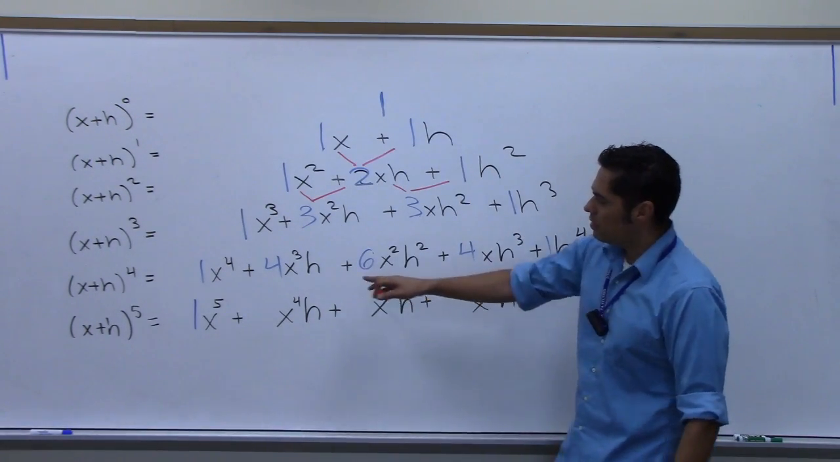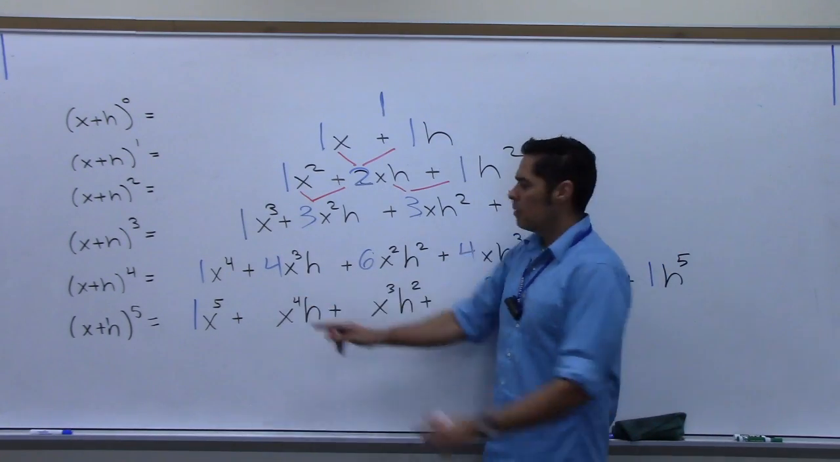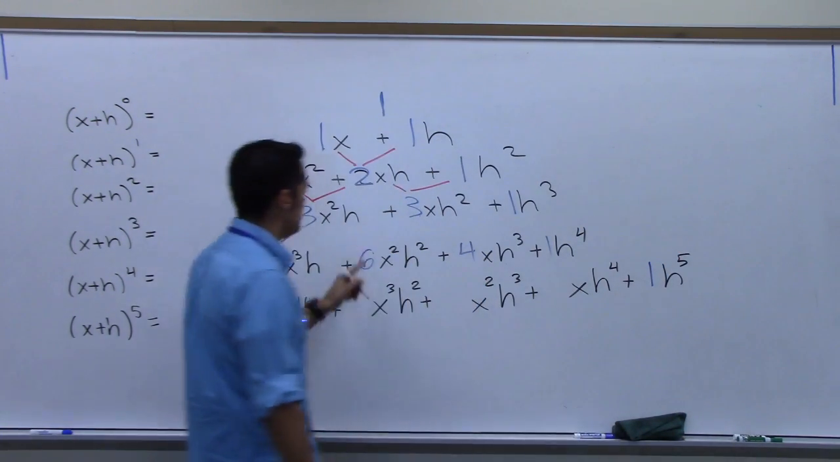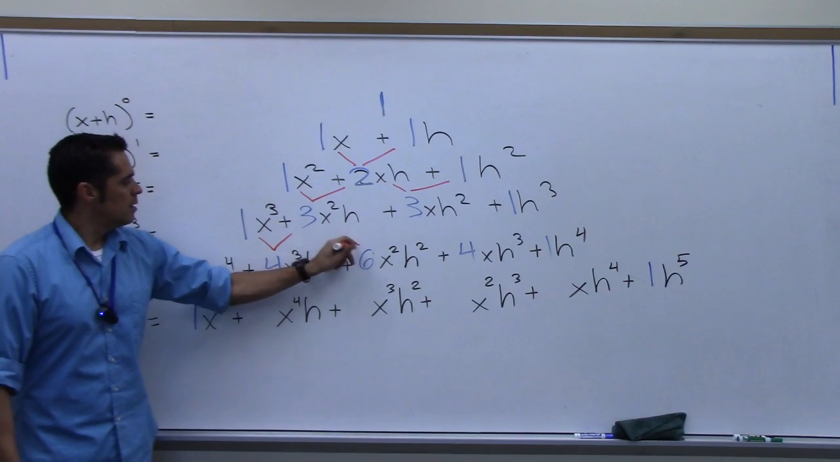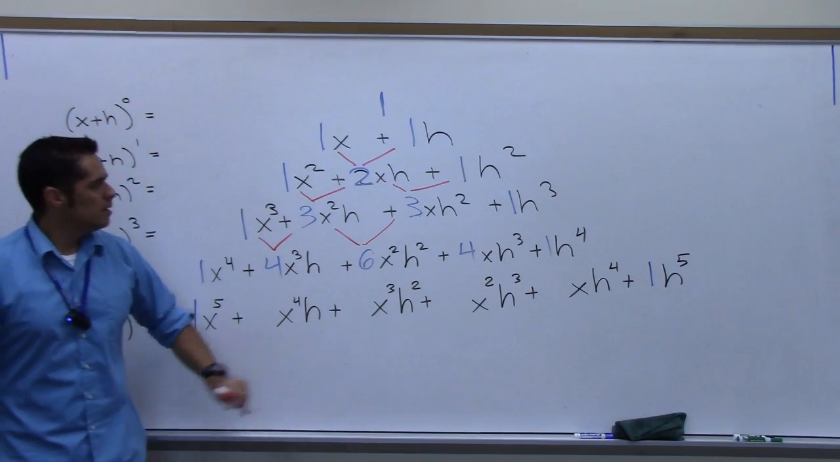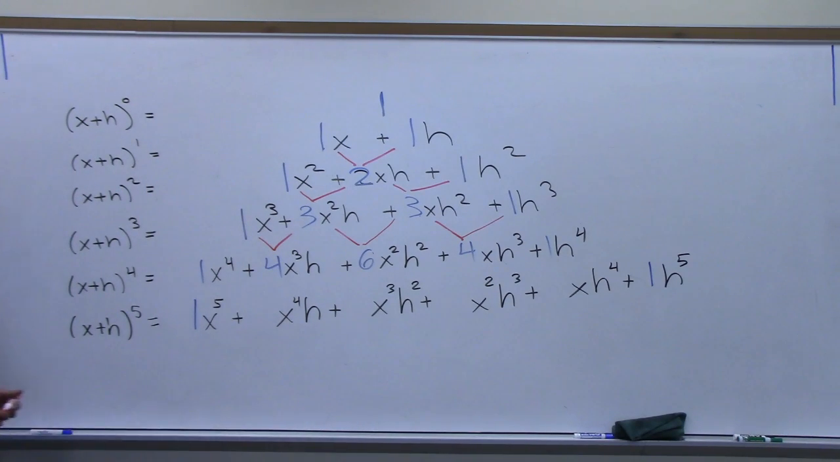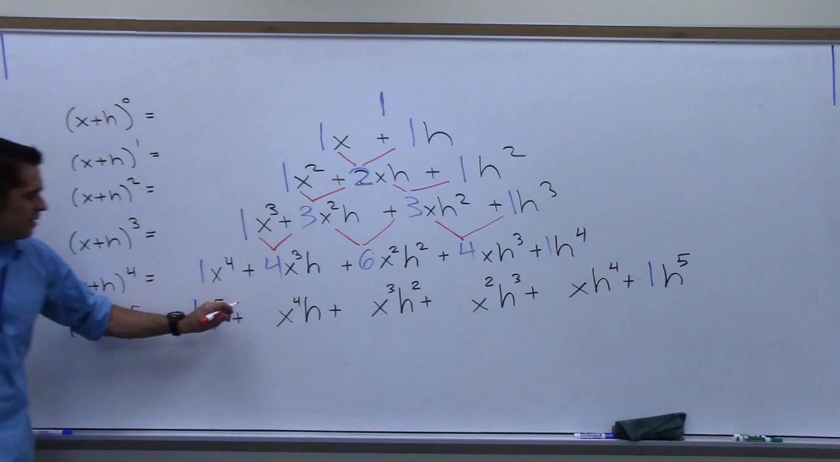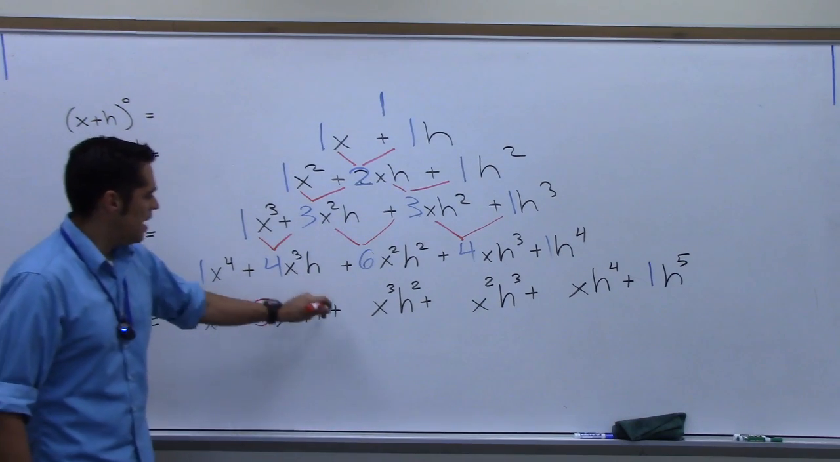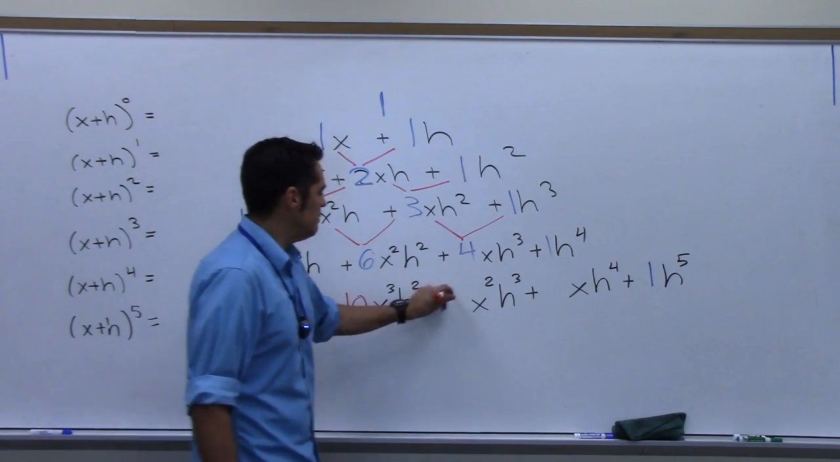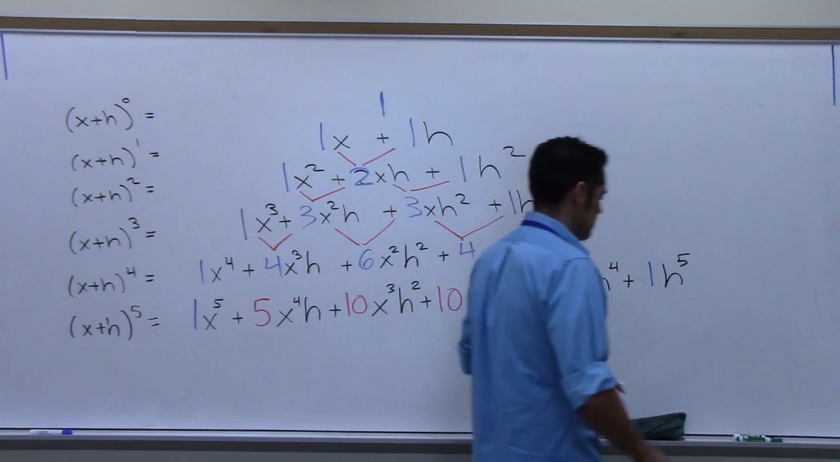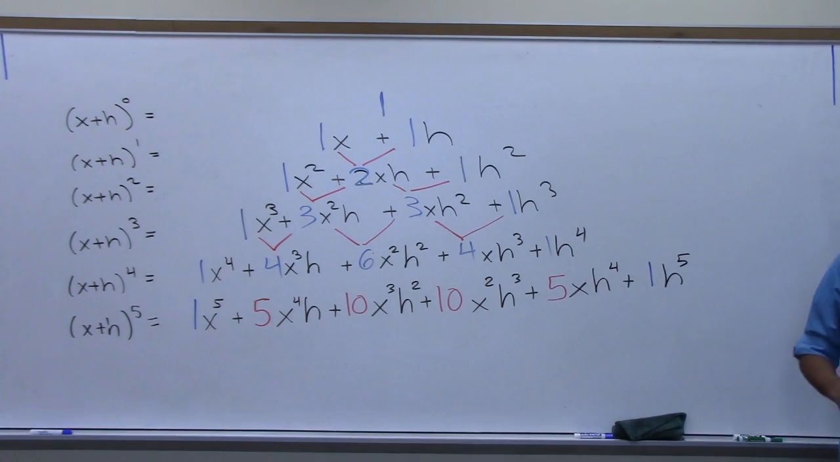So do you see where I got the 4 from? 4 was this 1 and this 3. Do you see where I got the 6 from? 3 and 3. This 4, 3 and 1. So anyone want to tell me what the numbers are going to be here? 5. 10. 10. 5. That's it. That's the expansion.